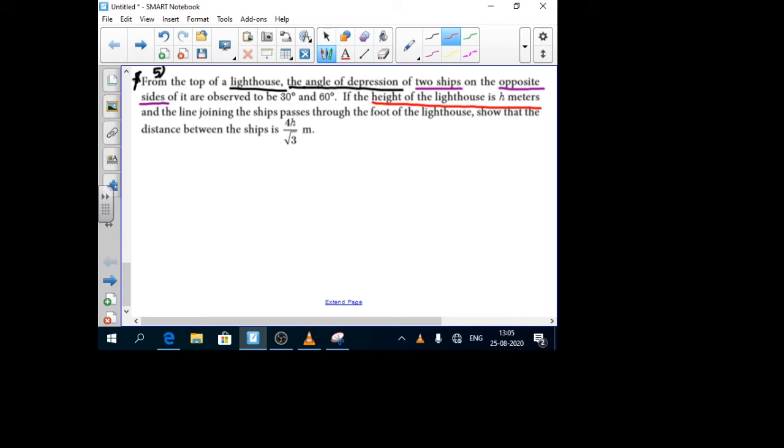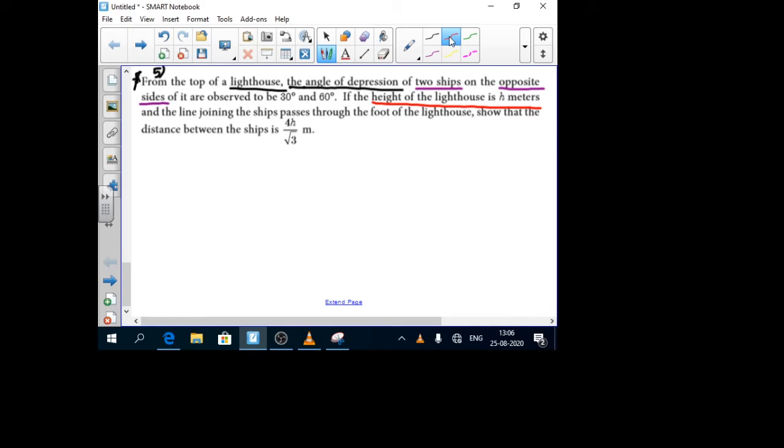In the previous sum they gave the same side only. Here they give opposite sides. There they gave the number, here they give h meters. So same diagram, same procedure. Here opposite sides, so now I am going to draw the diagram.